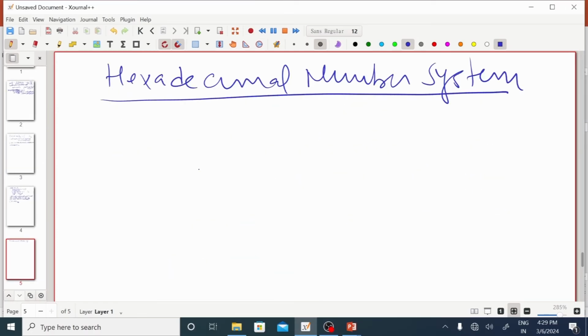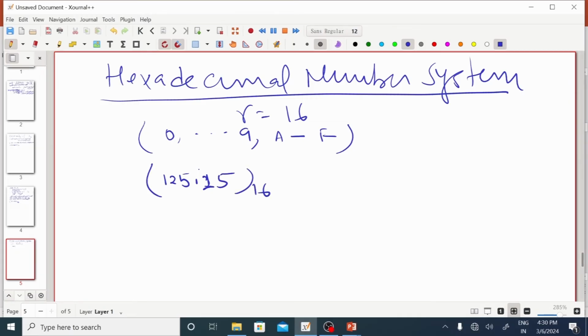Hexadecimal number system means here the base r is equal to 16, and the digits used to represent a number are 0 to 9 and A to F. Total 16 digits are used, 0 to 15, and 10 to 15 are represented by the symbols A to F. Suppose the number is written as 125.25, which is in base 16.